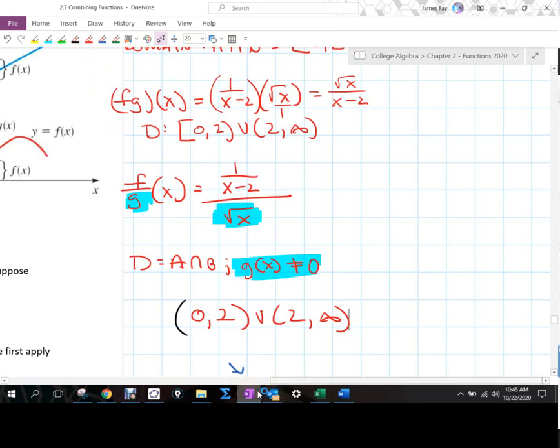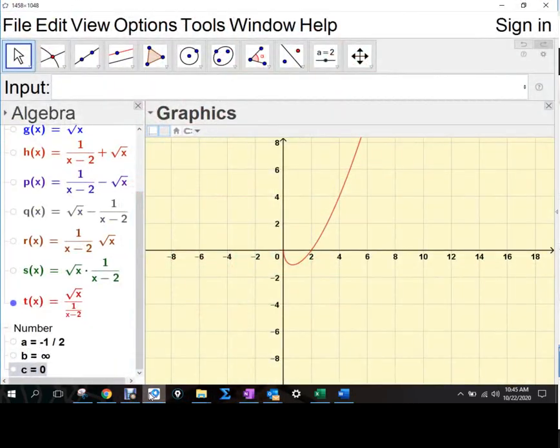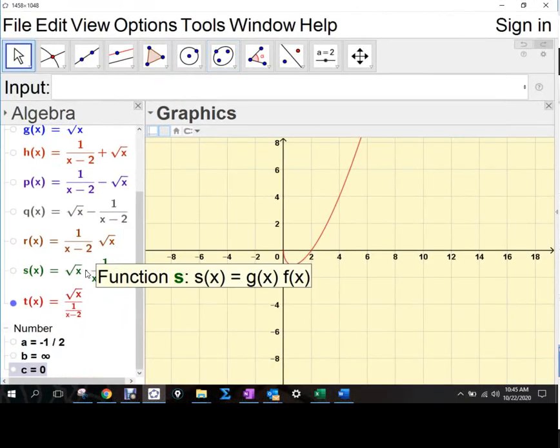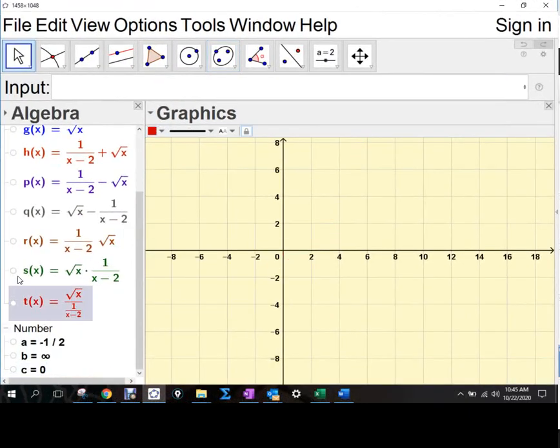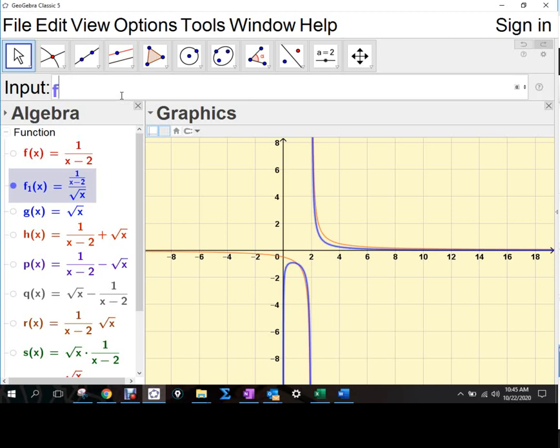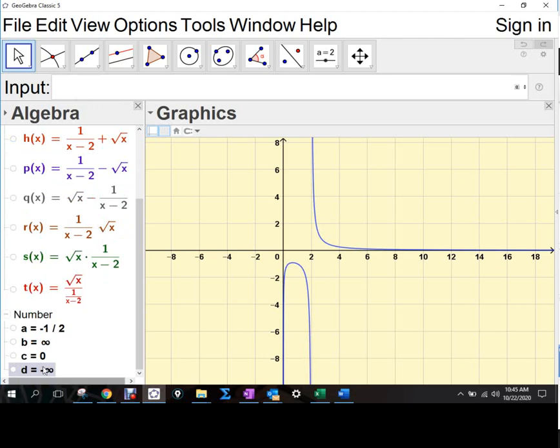Okay? And we should see then, when we do, what was it, f divided by g? We do f divided by g, which is this one here. If I ask it to find f sub 1 of 0, see how it gives me negative infinity, which is essentially undefined, right? Okay.